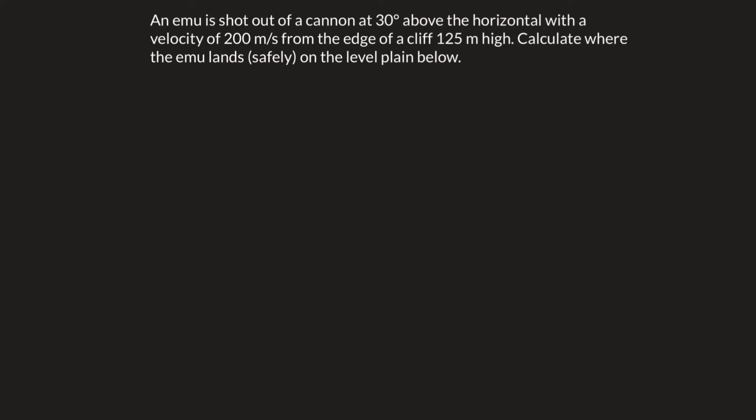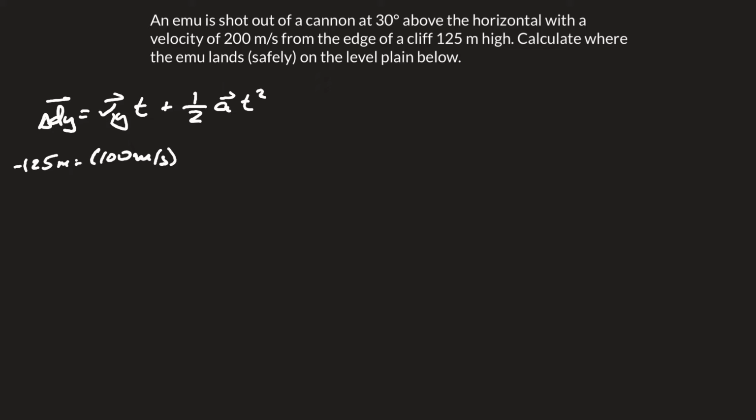So we're going to start with our vertical components, and we're going to end up using our equation that says our change in displacement is equal to our initial velocity times time plus 1/2 of our acceleration due to gravity times time squared. We're going to plug in our values from the previous slide. So that's 125 meters, but negative because it's down. Our velocity was positive, our acceleration due to gravity is negative, and we're left with time squared. So again, we have a quadratic.